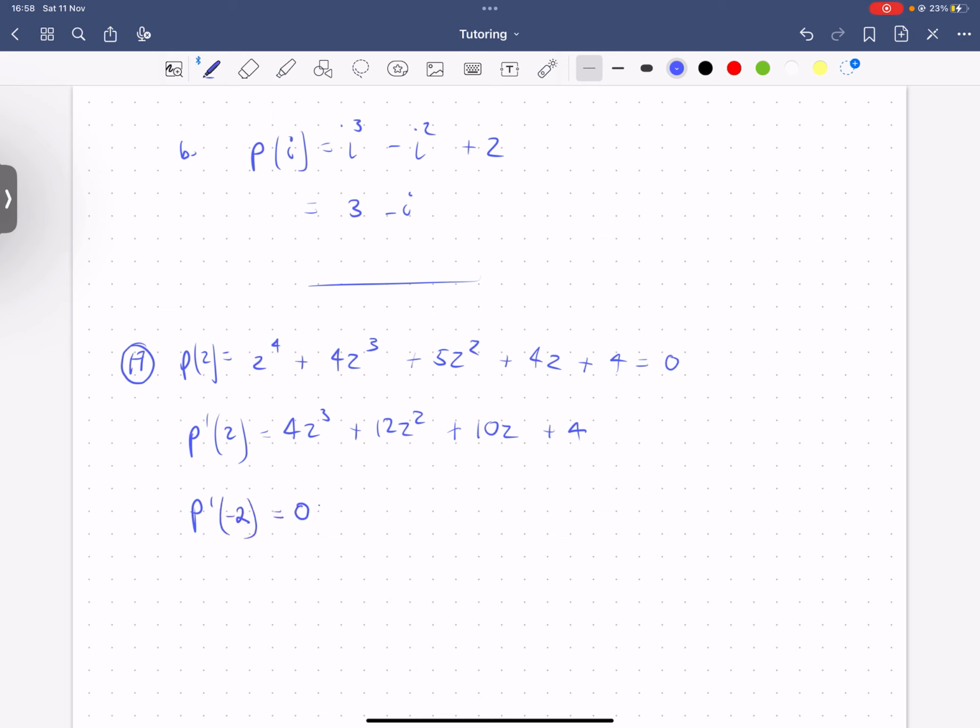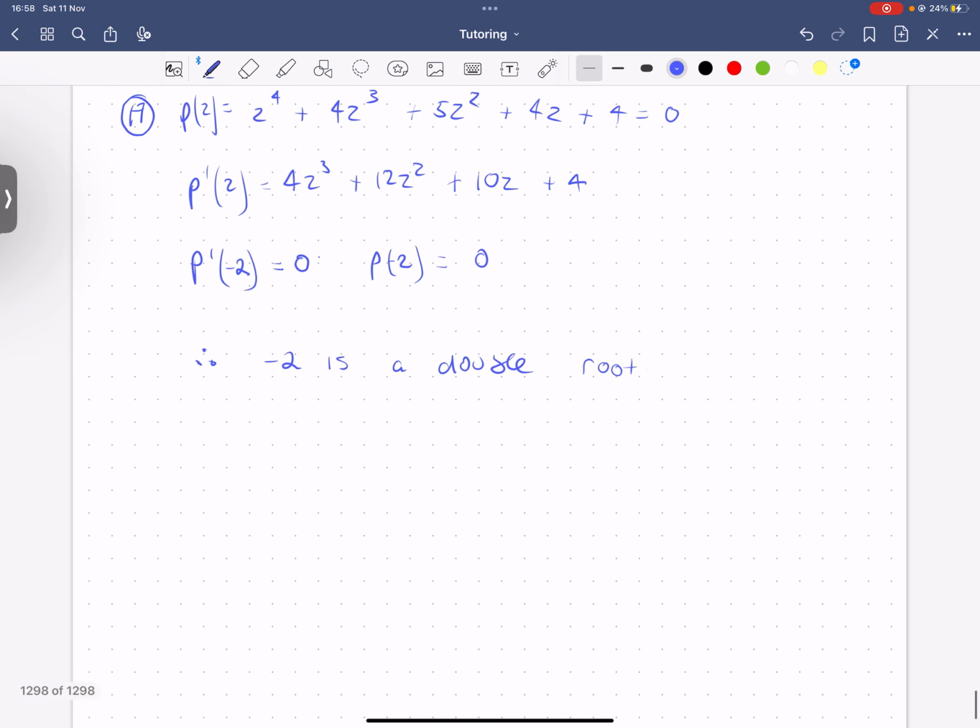Now let's find what p of 2 is. So if we put it into the original equation, we go minus 2 to the power of 4 plus 4 times minus 2 cubed plus 5 times minus 2 squared plus 4 times minus 2 plus 4. Put in minus 2, not 2, I don't know why I said that. So p of minus 2 is also 0, so therefore minus 2 is a double root. So what that actually tells us is that p of z, well, we know that minus 2 is a double root, so z plus 2 squared is a factor.